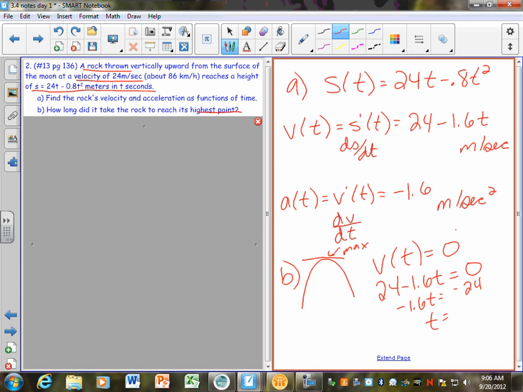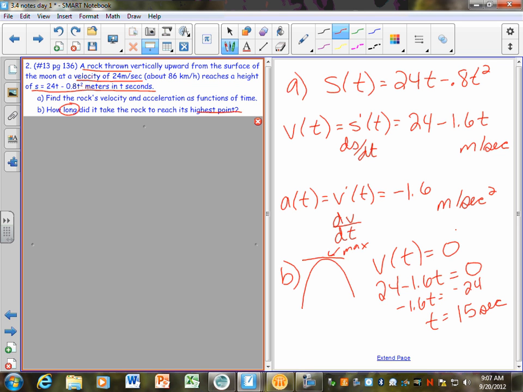And I think if you divide that out, it works out to be 15. We're solving for time, so what would my units here be? 15 seconds. Not meters, because we're just solving for time. How long did it take? Which means, at what time did that occur? Well, a lot more, but we're at least doing part C.